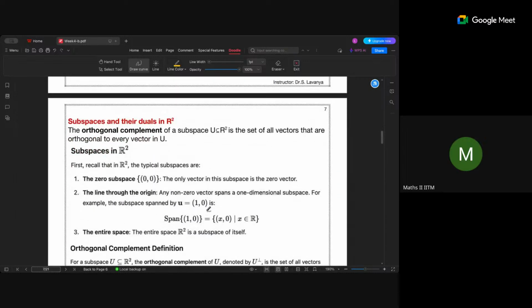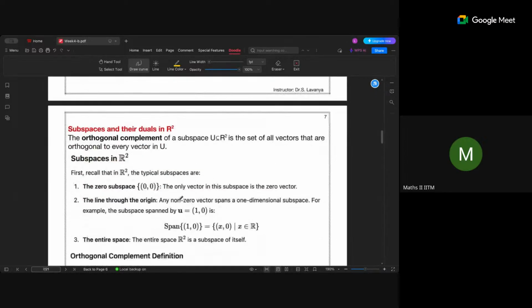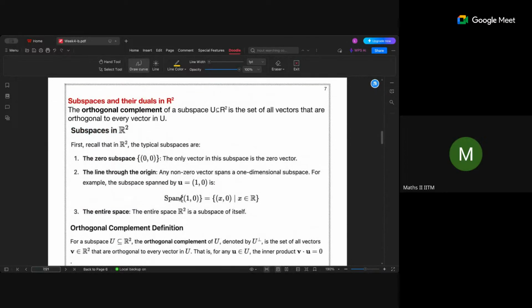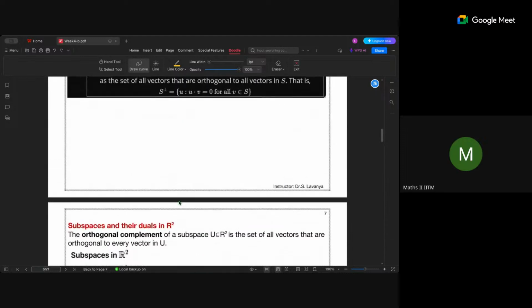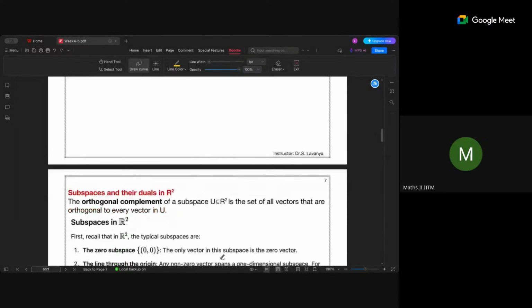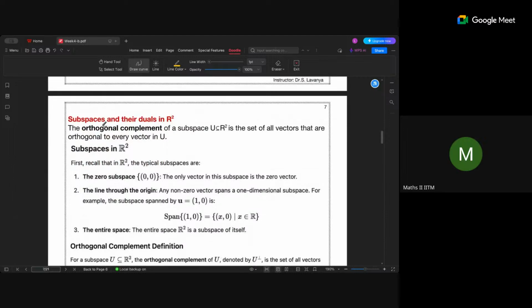Okay. So before looking at what are all the orthogonal complements of the subspaces of R2, do you all remember what are all the subspaces in R2? Let me not show the subspaces. You try to tell me what are all the subspaces in R2. Tell me quickly. Origin, yes. Line through origin. Line passing through origin and the whole space. Okay. So now subspaces and their duals in R2 we are going to see.